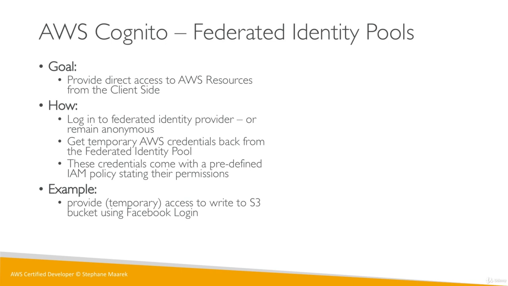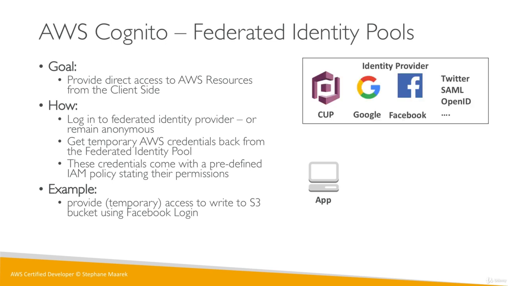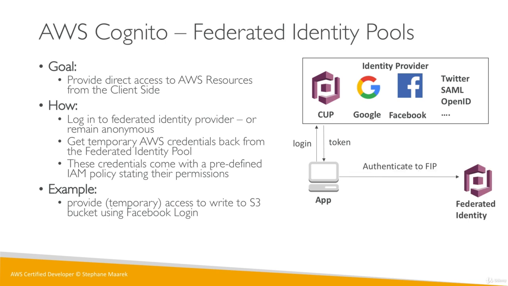Let's go through a diagram. The diagram is pretty complicated, but at least it represents the full story. Here's our app, and our app is able to log in to an identity provider. The identity provider can be whatever you want. It could be Google, Facebook, Twitter, SAML, OpenID, and even the Cognito user pools we created before. From there, our app logs in and gets a token. Nothing new, this is a basic login. But now we are going to pass this token on to our federated identity pool.